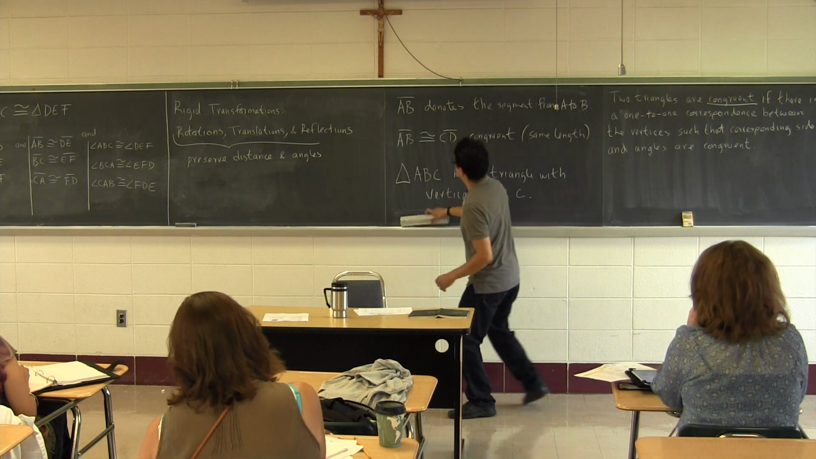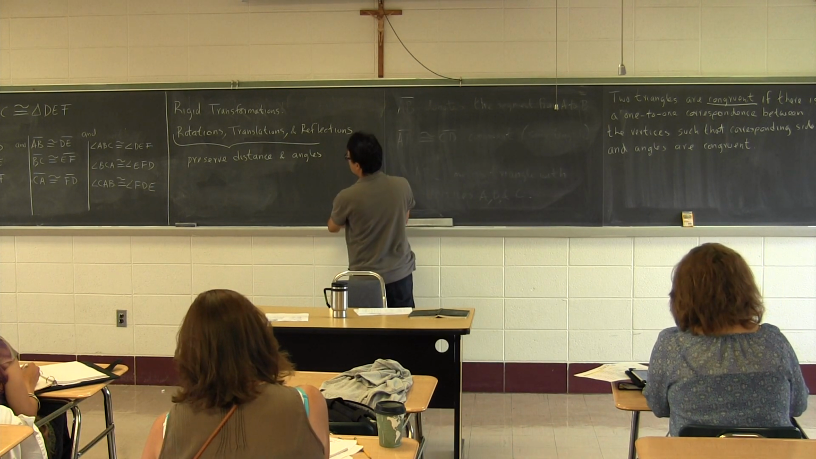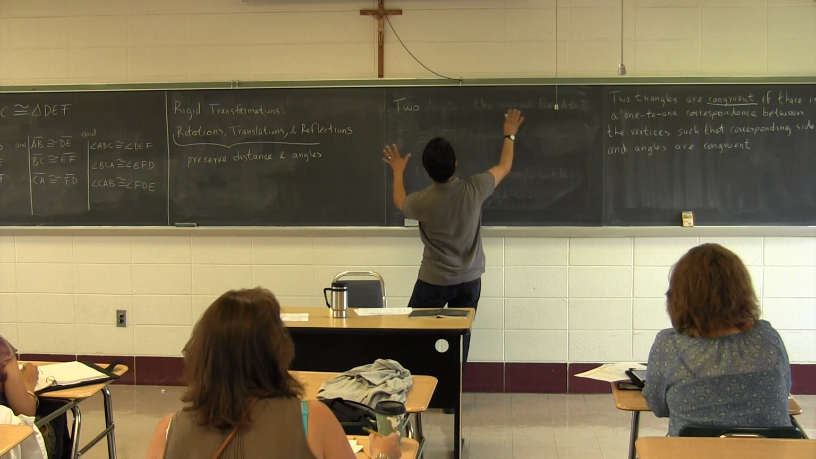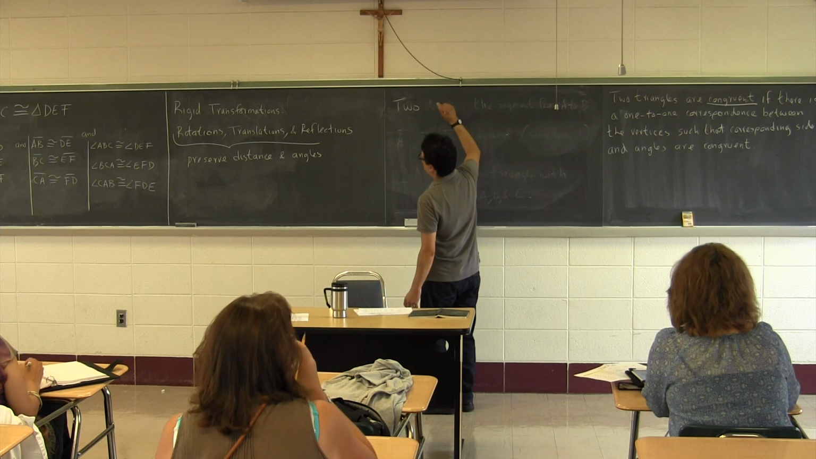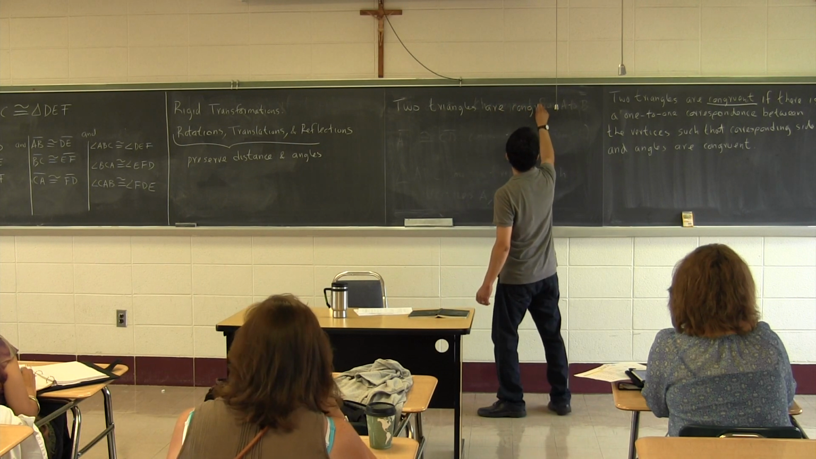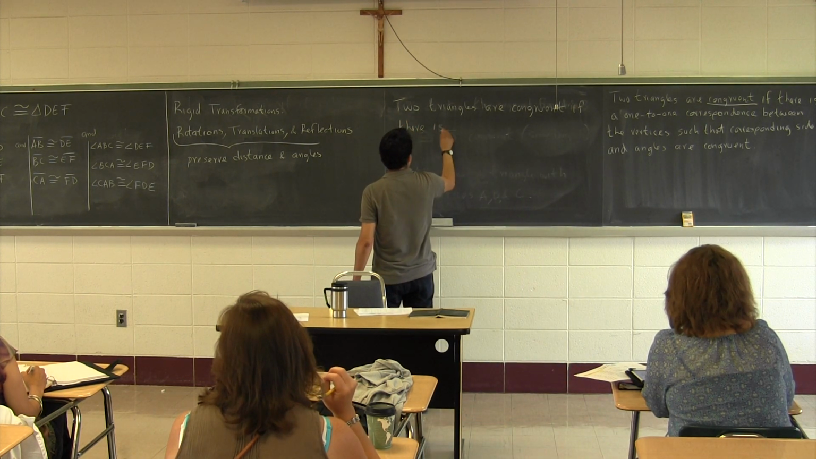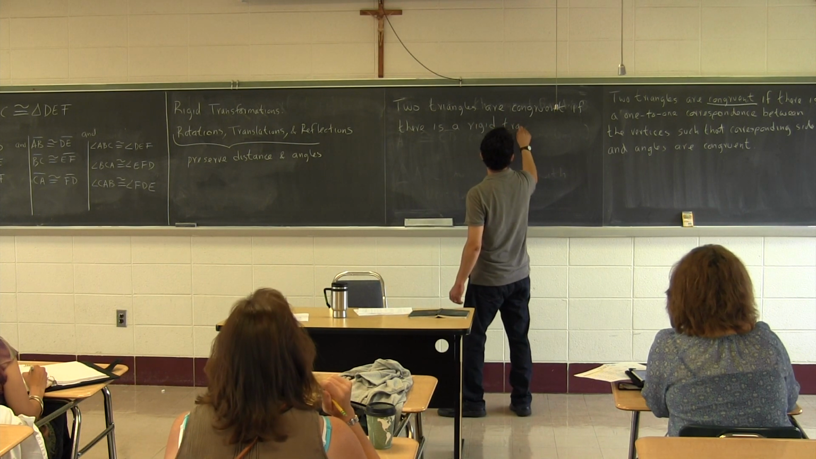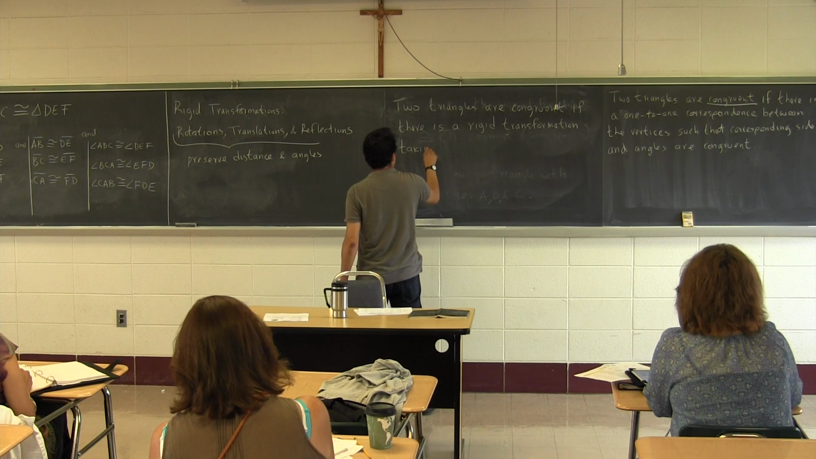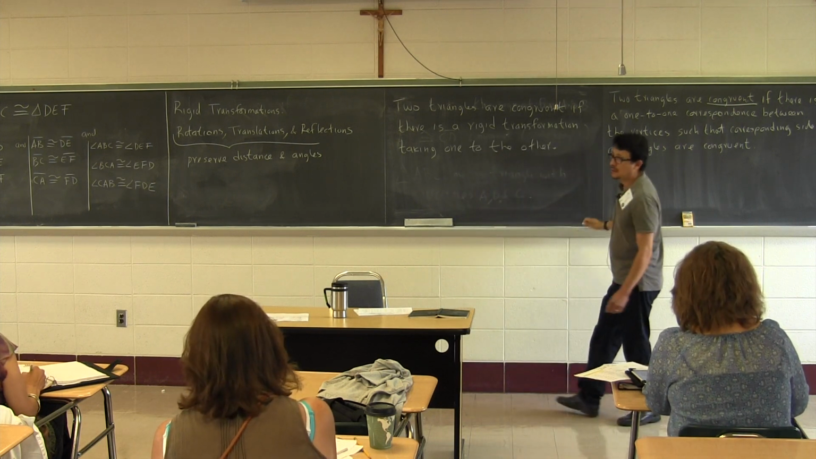So let me write this down. We can say that 2 triangles, well, I'm going to write it for triangles, but we can define this for every figure, are congruent if there is a rigid transformation taking one to the other one. Right.